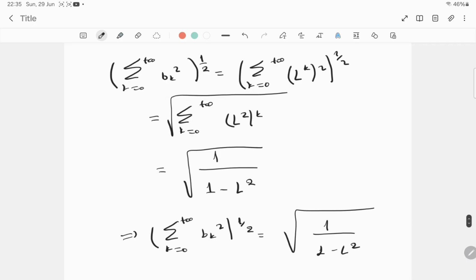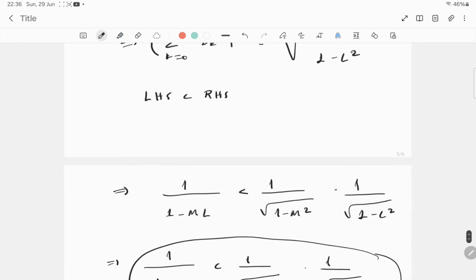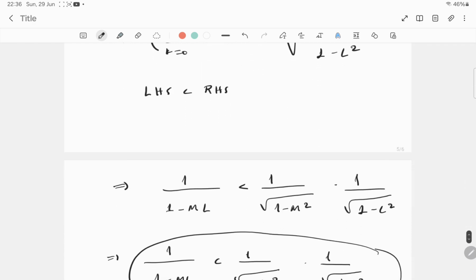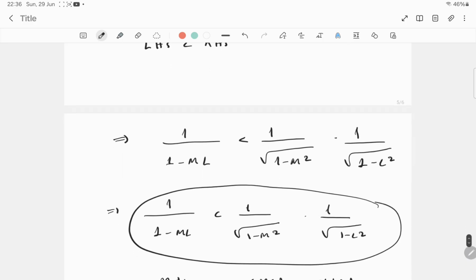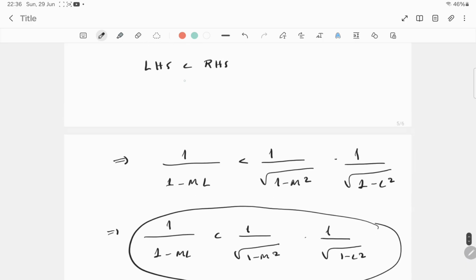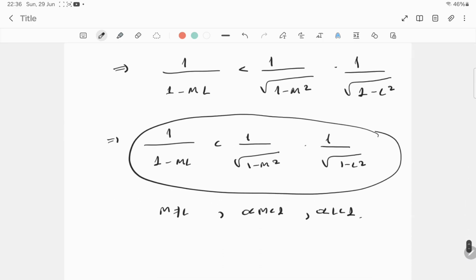The sequence b_k, we take the sum from 0 to infinity, is an infinite geometric series. So l is less than 1, the square of it is going to be less than 1, of course. We compute this infinite geometric series, and this is nested inside the square root. We combine all the above quantities, and we get the bound that the left hand side is bounded by the right hand side, and we derive this final inequality here.